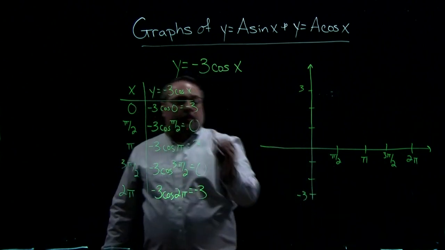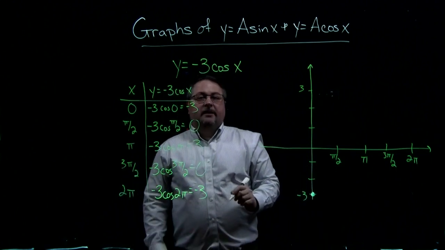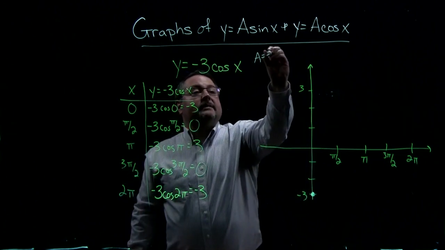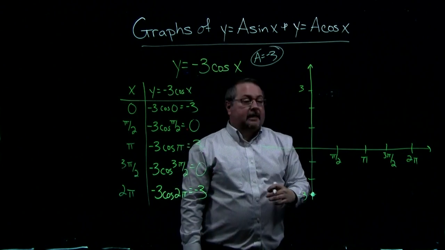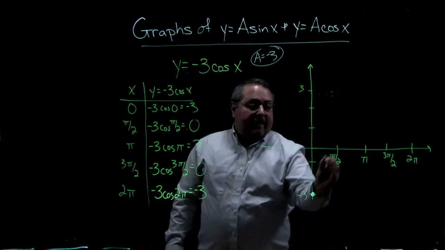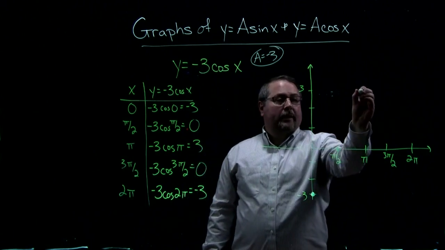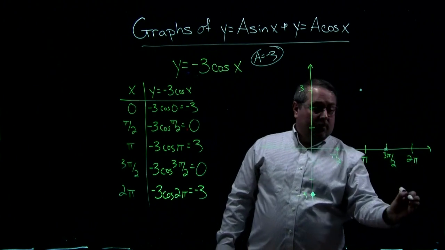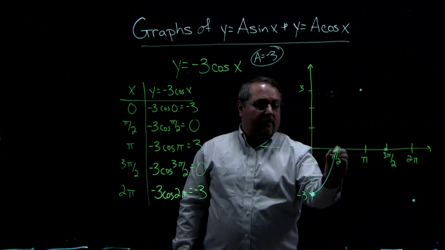okay, so x is 0, y is negative 3. So now we're going to start down at y equals negative 3. This is the flipping upside down because our a is a negative number. So we're going to start with the reflection across the x-axis. When x is pi over 2, y is 0. When x is pi, y is 3. When x is 3 pi over 2, y is 0. When x is 2 pi, y is negative 3. Okay, so now we connect our dots.